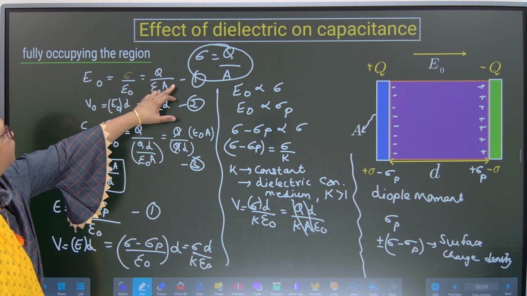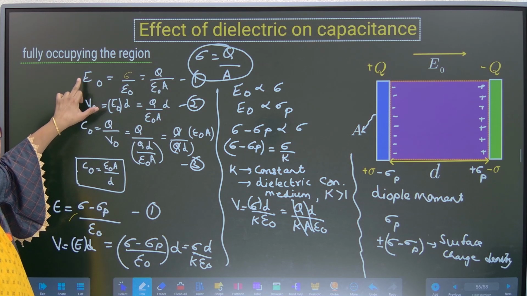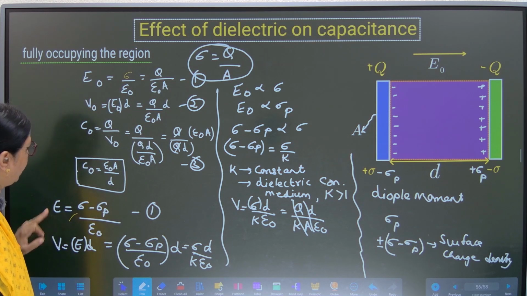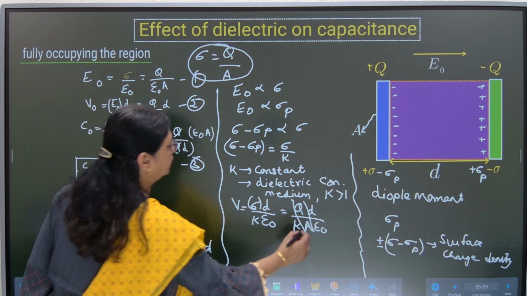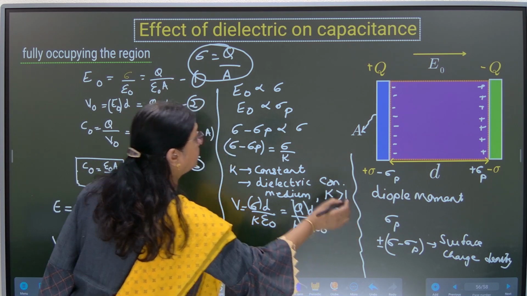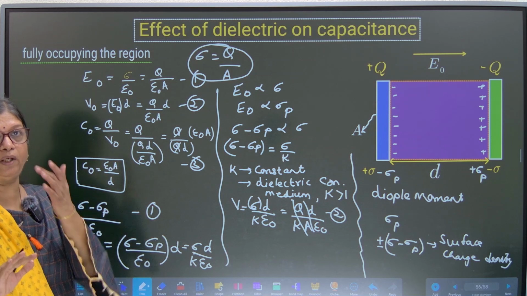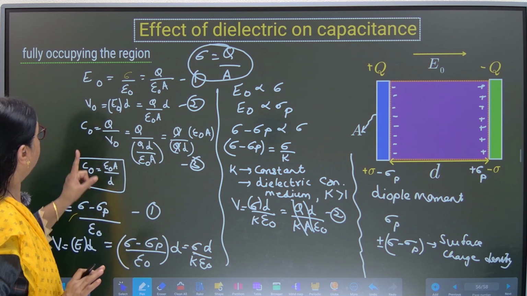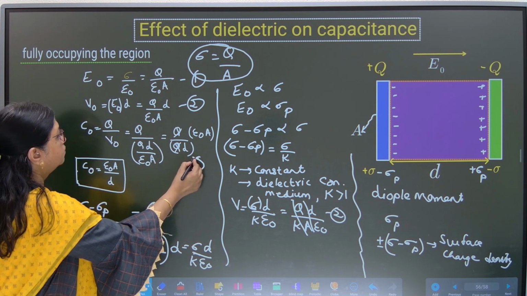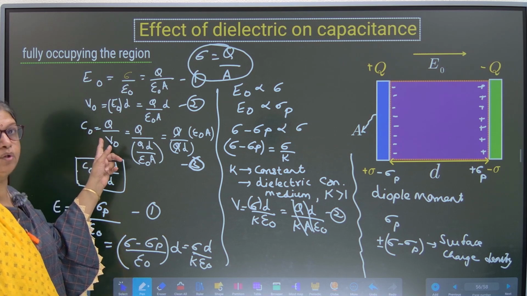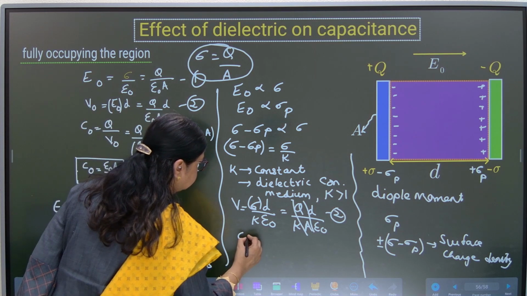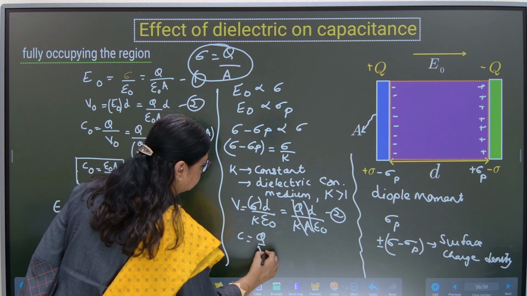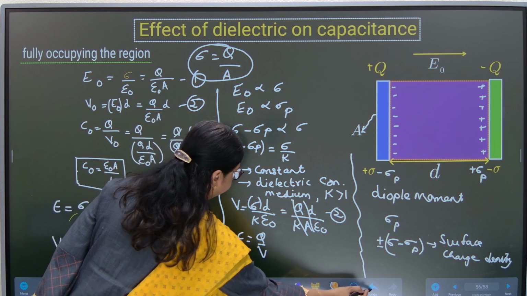So this is what V is. This was my step 1. This was my step 2. E naught, V naught. So I have E, I have V. Agree? 1 and 2, after placing the dielectric completely between the two plates. Now I have to go to step 3, where I have found out C naught. Now I will find C. How do I get C? C is equal to Q by V. Capacitance is equal to Q by V.